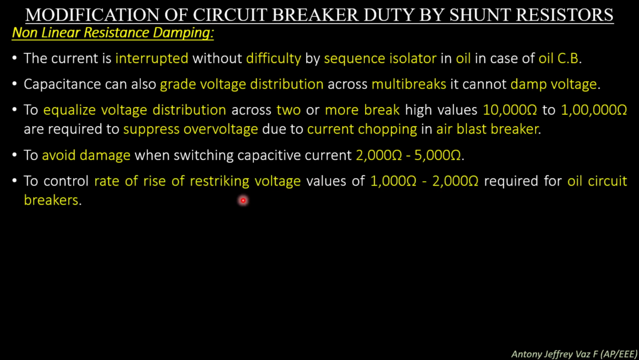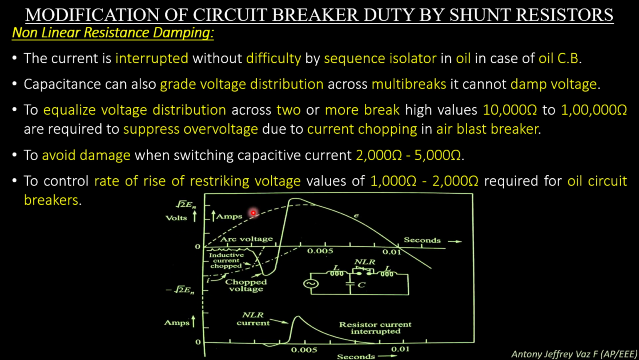To control the rate of rise of restriking voltage, values of 1000 ohms to 2000 ohms are required for oil circuit breakers. So to control the rate of restriking voltage using nonlinear resistance damping, the resistance required for an oil circuit breaker is 1000 ohms to 2000 ohms. This figure shows the ampere rating and the ohms required to interrupt arc current with the help of nonlinear resistance damping.